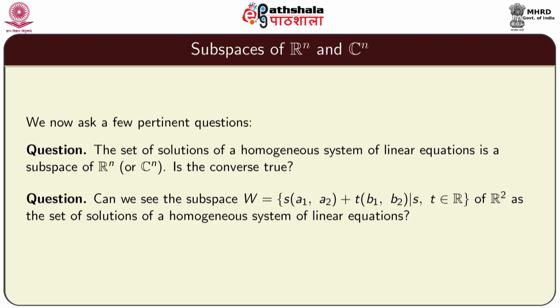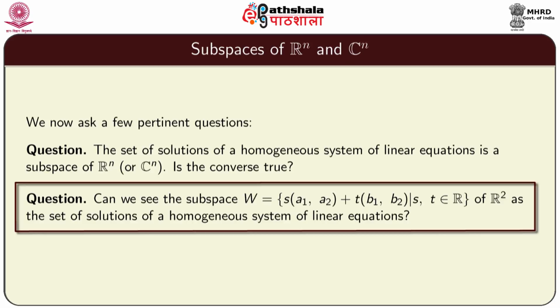And the second question is that we have just now seen that R2, as a vector space, has subspaces which are of this form. In fact, any subspace can be written in this form for suitable A1, A2 and B1, B2. Can we see that this is the set of solutions of a homogeneous system of linear equations?